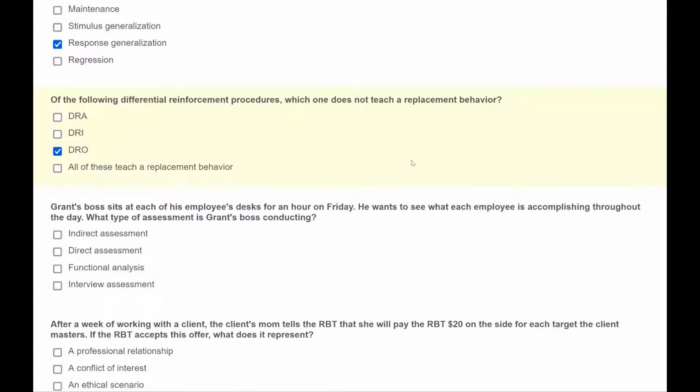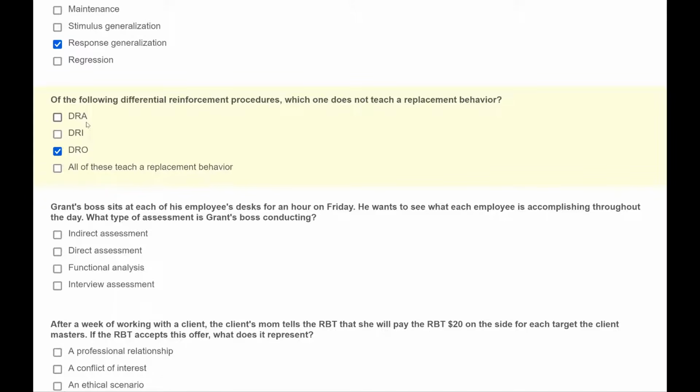You have to be very careful, okay? DRO is very effective for high rates of behavior, dangerous behaviors we just need to get rid of immediately, right? Because what we're doing is reinforcing whenever that behavior isn't occurring. We're just trying to reinforce anything else instead of that behavior. With DRA and DRI, we're now picking a specific behavior to reinforce, this replacement behavior, and putting the old behavior on extinction.